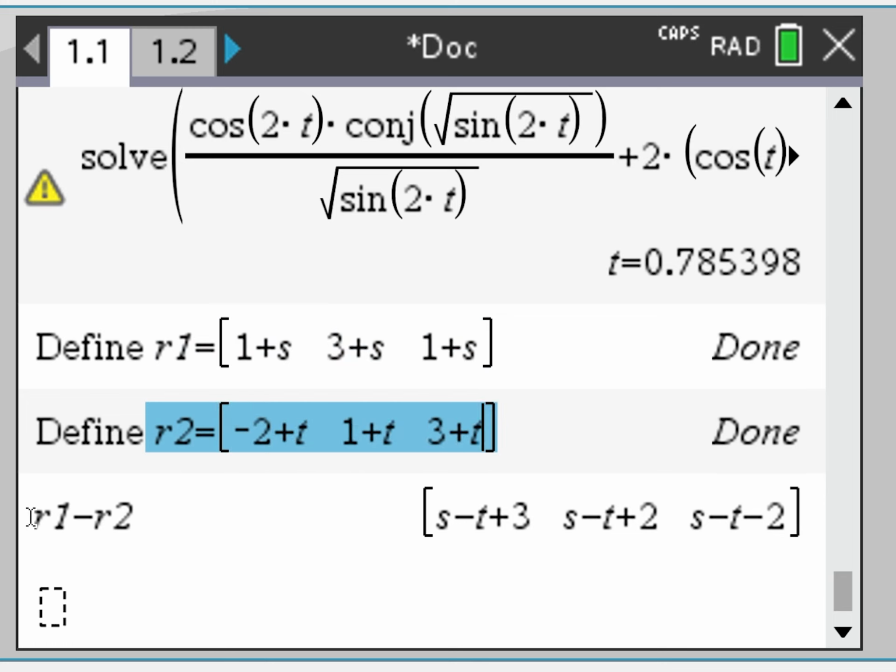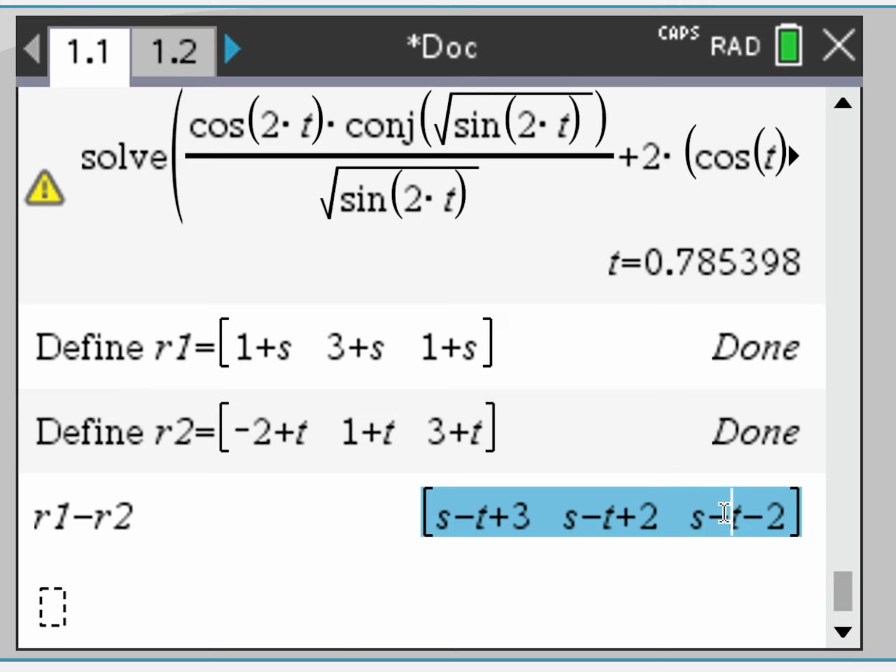And we will find that the difference between the position of R1 and R2 at any given point is basically determined by R1 take away R2. Now, if I were to take the dot product of R1 minus R2 with the direction vector that I just highlighted, and then set it equal to 0, right?